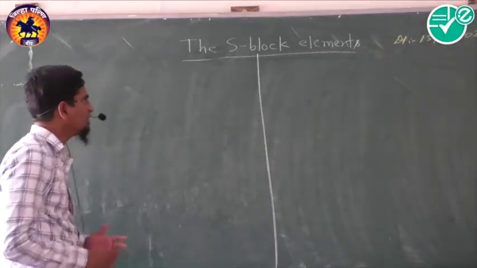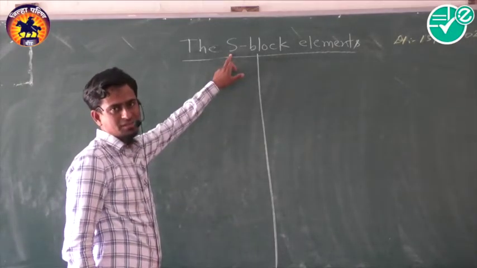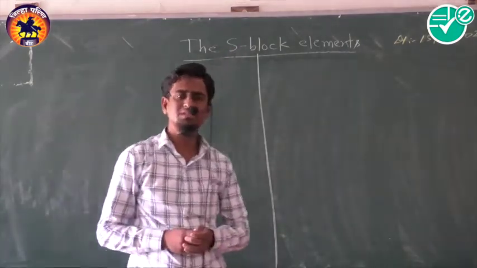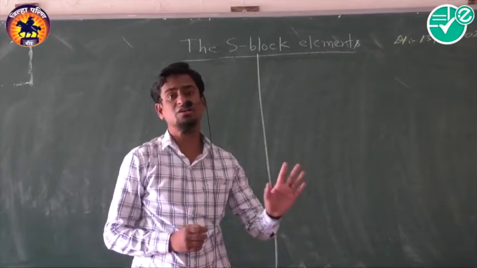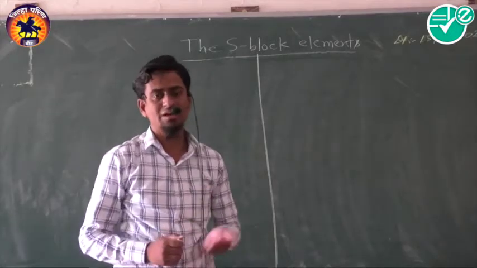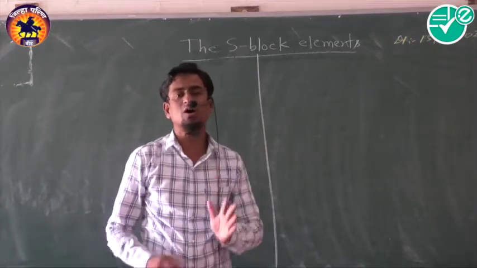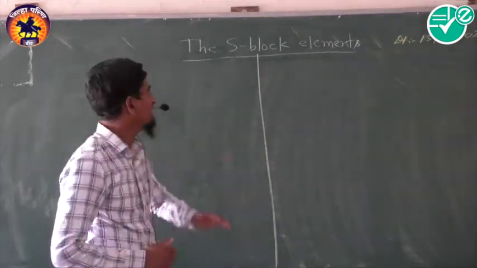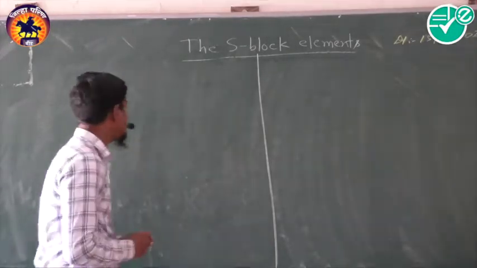First of all, what do you mean by S block elements? S block elements means the elements in which the last electron enters the outermost S orbital. That is called S block elements. Let's take an example.